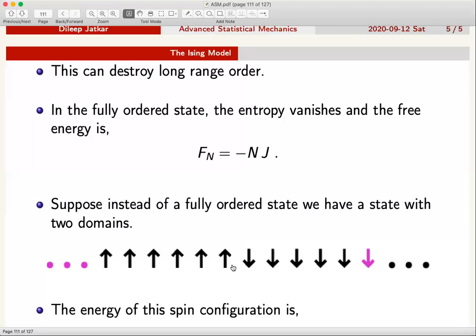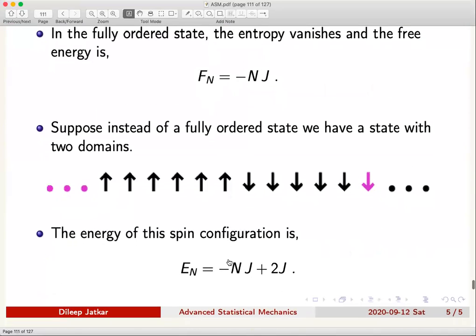Why plus? Well, the answer is that we assumed the whole thing to be the same as the fully ordered state, and decided to call the total energy minus nJ. But one fellow is wrongly ordered, so you should remove its energy. But because it is wrongly ordered, you should also add energy, because that is a positive energy contribution, and that's why 2J is getting added. So that is the answer. E_n for this configuration is minus nJ plus 2J.